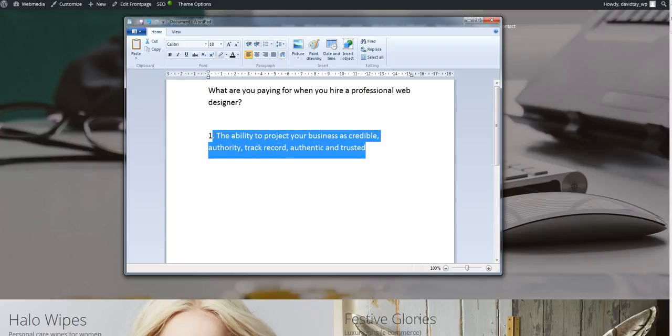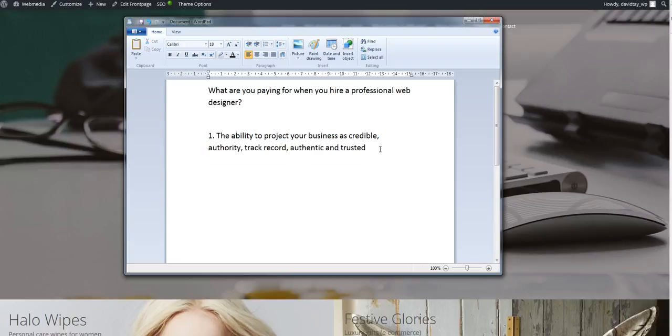Number one, I think you're paying for the ability of that designer to project your business as credible, authoritative, with a track record, authentic and trusted. And what this means is that when somebody arrives on your website, particularly for the first time, you've got about 5 seconds to visually convince them that your business is credible, has authority, has done what it purports to do for other clients, and they've been happy. You're authentic and you are to be trusted. And that is no small feat to achieve in a matter of seconds, often less than 10 seconds.